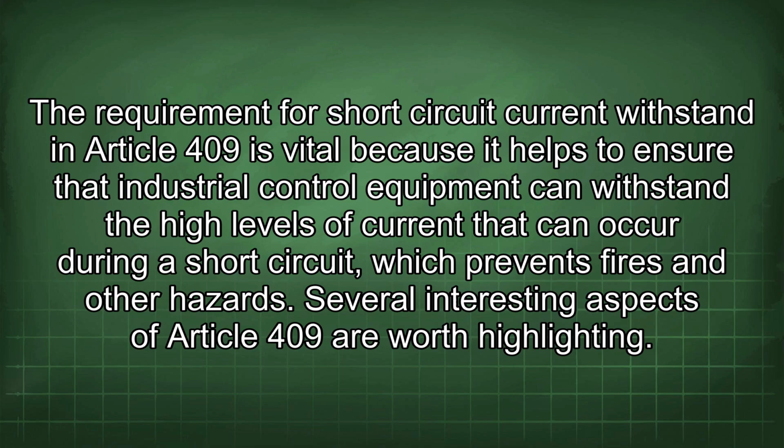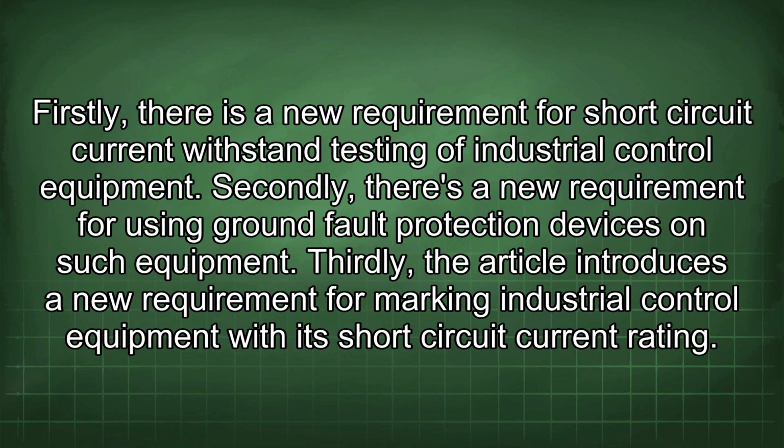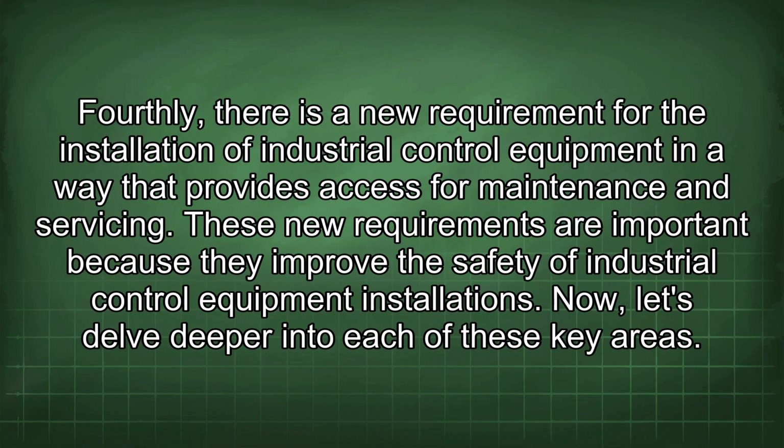Several interesting aspects of Article 409 are worth highlighting. Firstly, there is a new requirement for short-circuit current withstand testing of industrial control equipment. Secondly, there's a new requirement for using ground fault protection devices on such equipment. Thirdly, the article introduces a new requirement for marking industrial control equipment with its short-circuit current rating. Fourthly, there is a new requirement for the installation of industrial control equipment in a way that provides access for maintenance and servicing. These new requirements are important because they improve the safety of industrial control equipment installations.